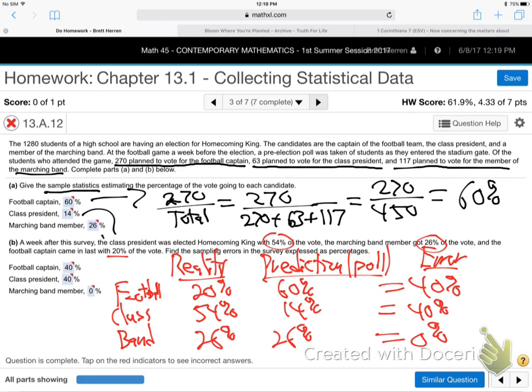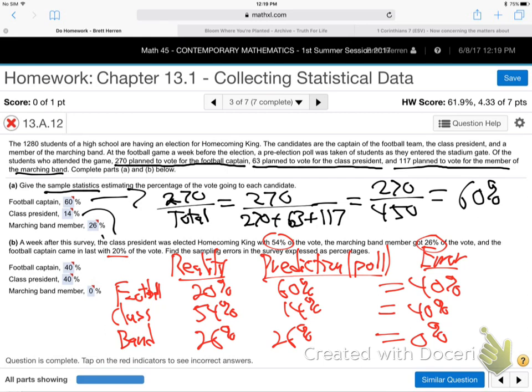So error is just reality minus prediction. Now, let's stop a second. What we're really interested in, the other questions, they're not asking it on this one, but they will on others and on the test. Why? Why the big error? Why do you think they're so far off then?